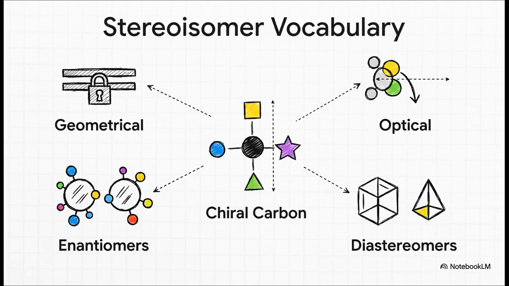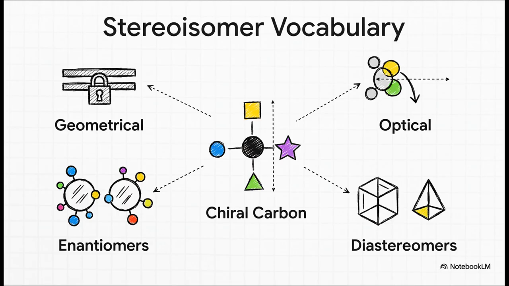Geometrical isomers, that's your cis/trans and E/Z stuff. Optical isomerism is all about how molecules play with light, and it all starts with a chiral carbon, a carbon atom that's attached to four totally different groups. Now this is absolutely crucial. That chirality leads to enantiomers. The best way to think about them is like your hands. They're perfect mirror images, but you can't stack them perfectly on top of each other.